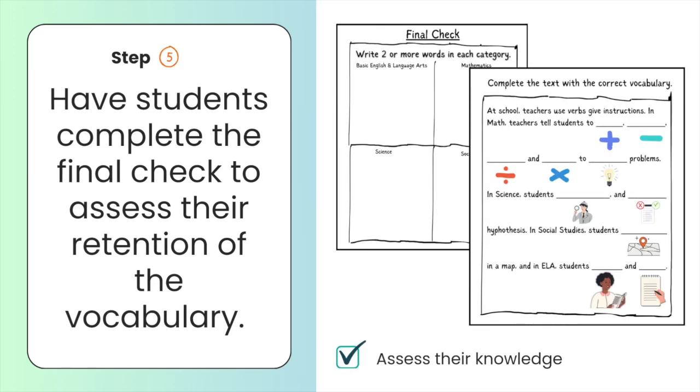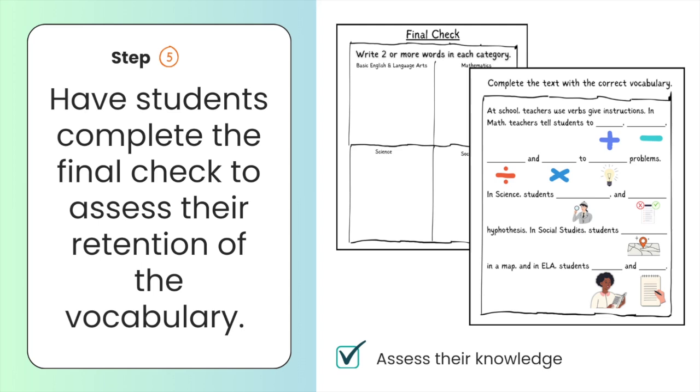The last step in this toolkit is a final check. This final check has two parts. The first one is a sorting, in which they can go back to the anchor chart and revisit, which again, multiple exposures. And the second part, they have to complete a text in which there are gaps and they have pictures.